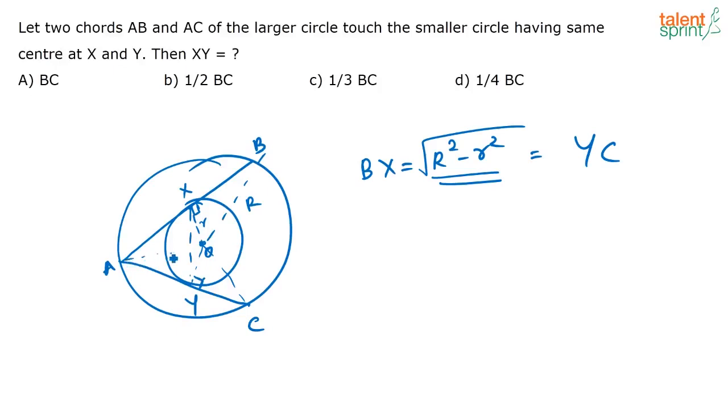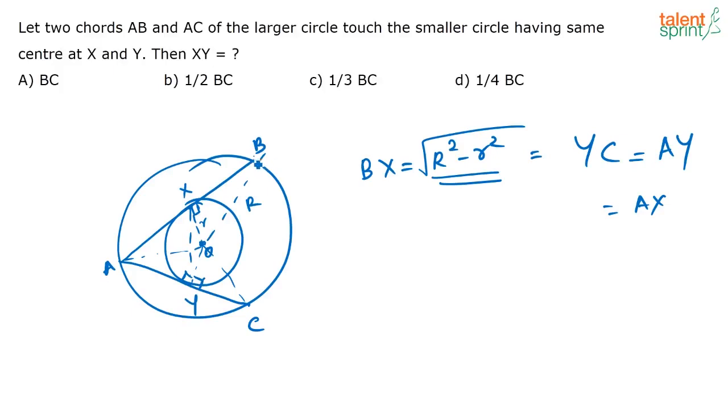You consider this triangle AOY. If you consider triangle AOY, again this is 90 degrees, because this is the tangent and the center of the circle. This is small r, this is capital R. Again this AY is also equal to root of R squared minus r squared. Correct? Same thing will be equal to AX. So what can you see here? You can actually see that AX is equal to BX is equal to AY is equal to YC.